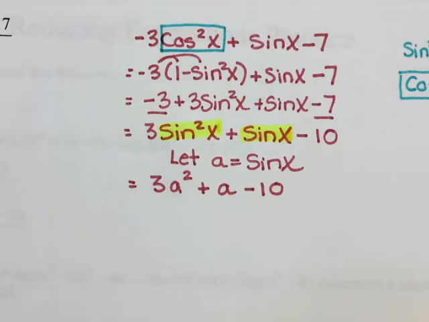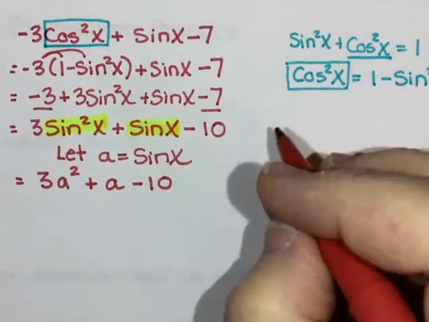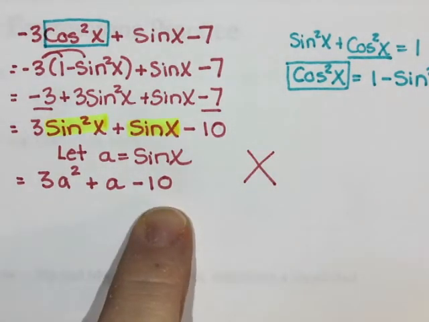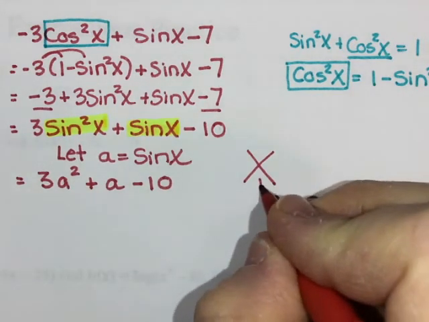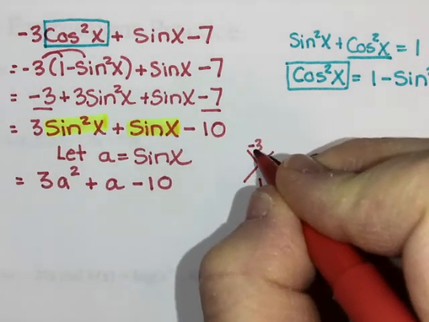All right, so I have 3a squared plus a minus 10. I am looking for 2 numbers. This does not have any common factors, so I'm going to try decomposition. I'm looking for two numbers that add to 1 and multiply to negative 30.